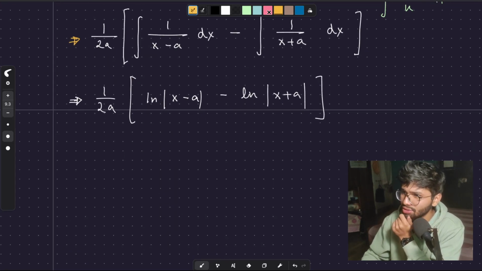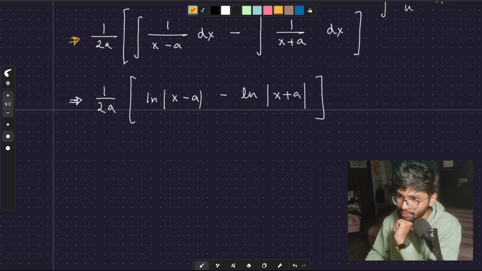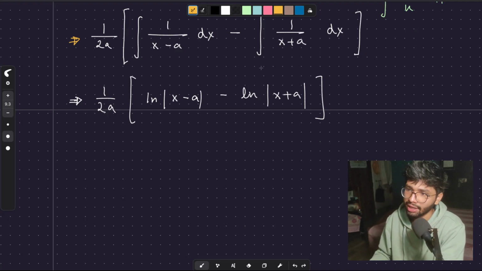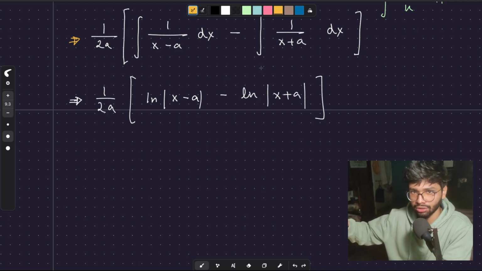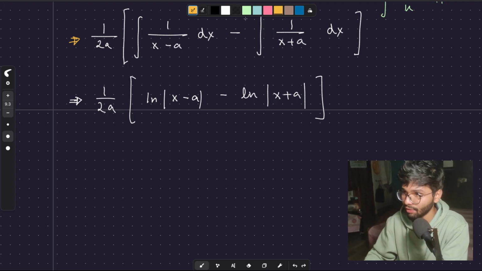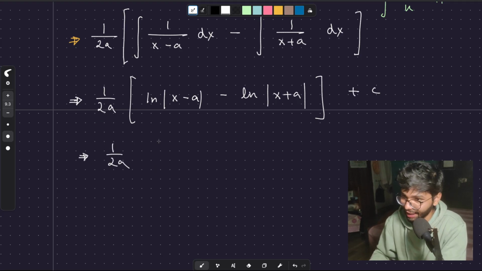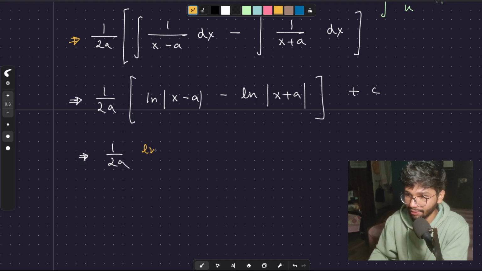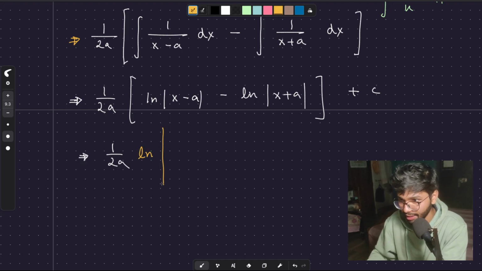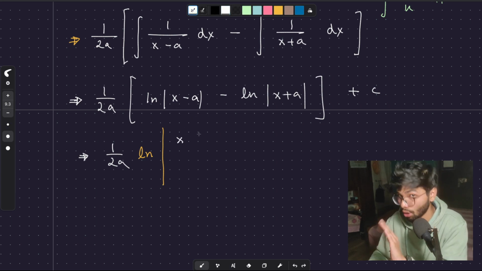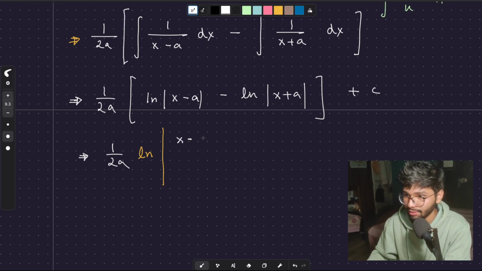But again, if you use simple logarithmic properties, when we have a negative sign, we take a fraction inside the natural logarithm. So this is essentially 1 over 2a. Again, I forgot the plus C over here. Do not forget that. It's pretty important. So we have the natural log of the absolute value, and we put the first part over here, which is not negative, and this part which is negative. This is what I mean by negativeness.